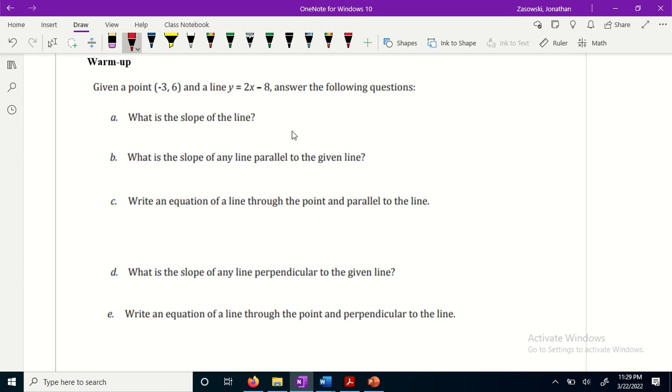Okay, and the other thing we're going to talk about here, we'll go through to this one, is the warm up. So let's see if you can handle this warm up real quick. Okay, so what's the slope of the line? Hopefully you like the line. Remember, it's y equals mx plus b. So go ahead and try that now.